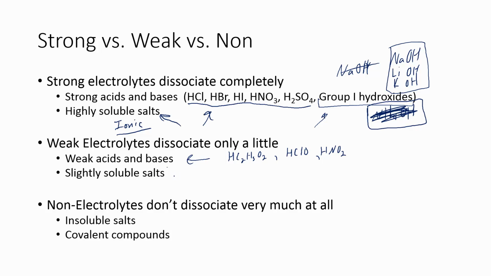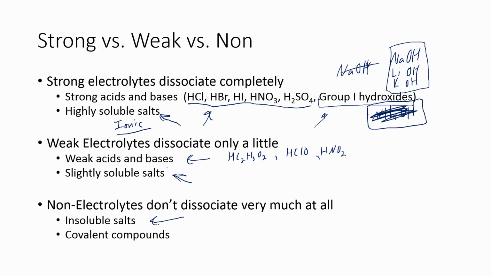Slightly soluble salts mean they dissolve, but they only dissolve a little bit. You're still going to see a lot of powder at the bottom of the beaker that hasn't dissolved. And if that's the case, you're only getting a few ions to dissociate, so that will be a weak electrolyte.